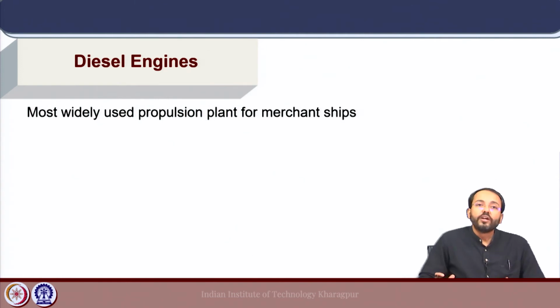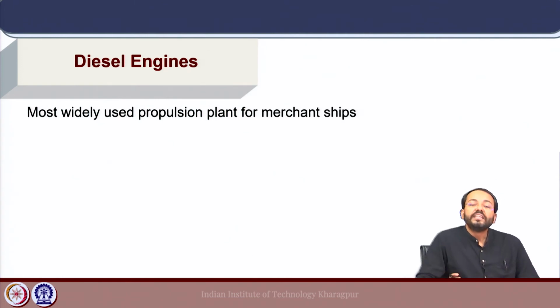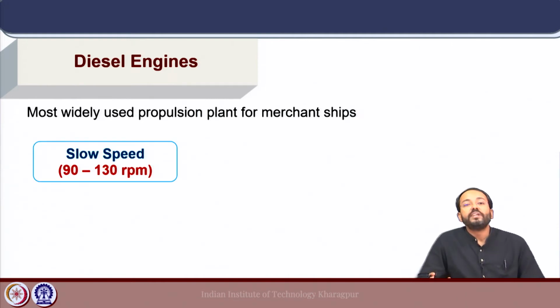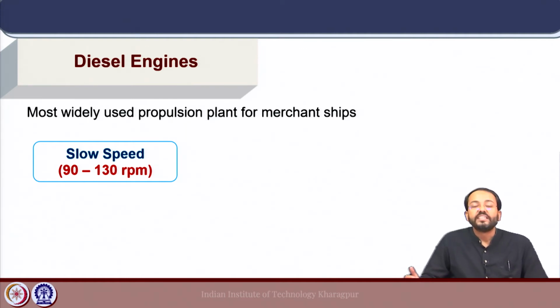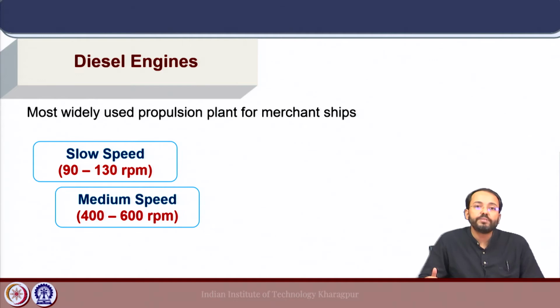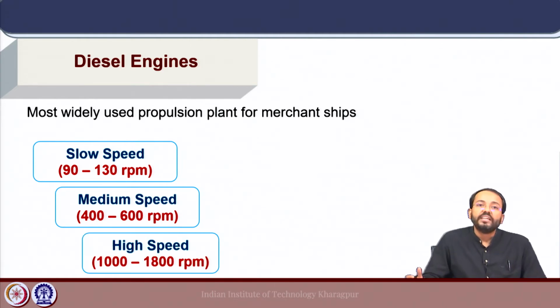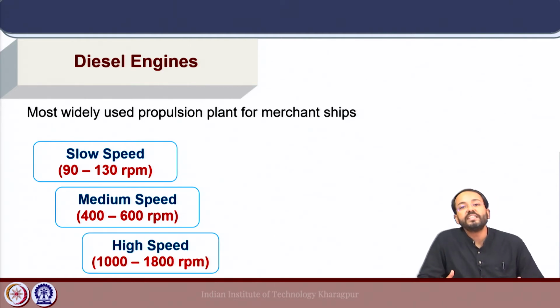Now, if we go to diesel engines, there are three main kinds of engines which are being used for ships. Diesel engines are the most widely used propulsion plants for merchant ships, and the main kinds of diesel engines belong to three different categories: slow speed, medium speed and high speed. Basically, the differentiation is based on the engine RPM.